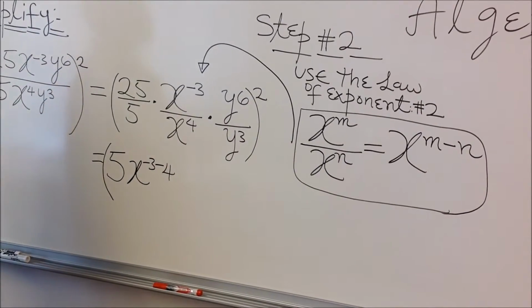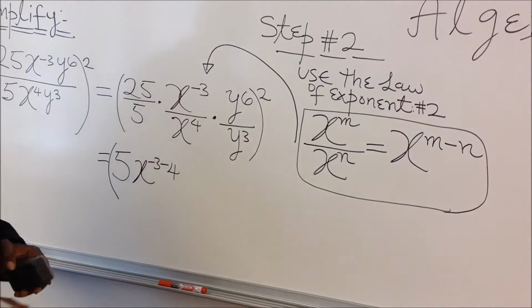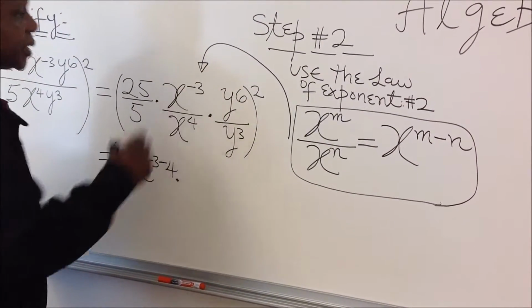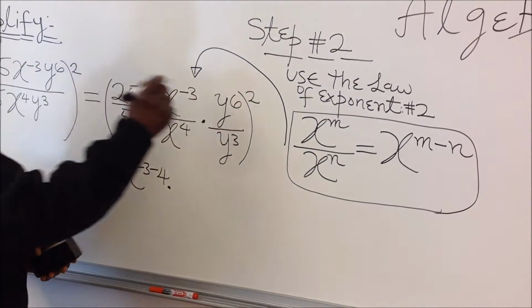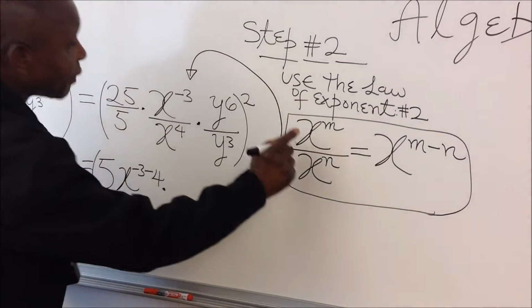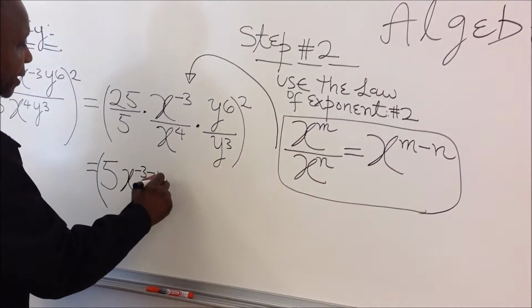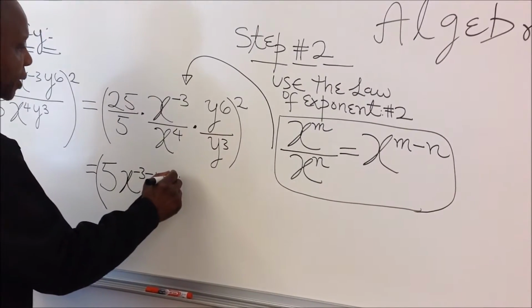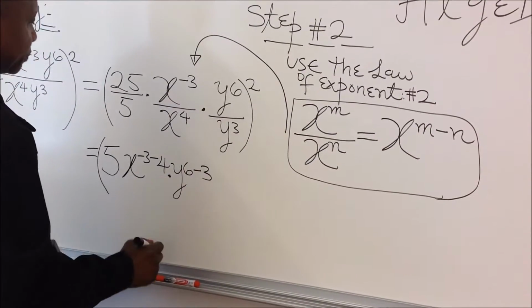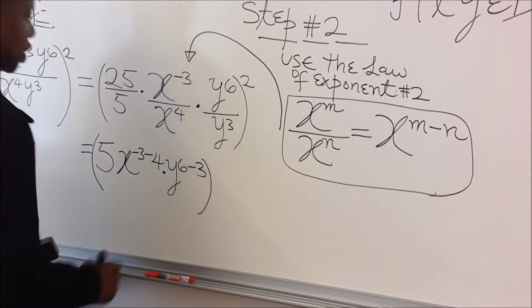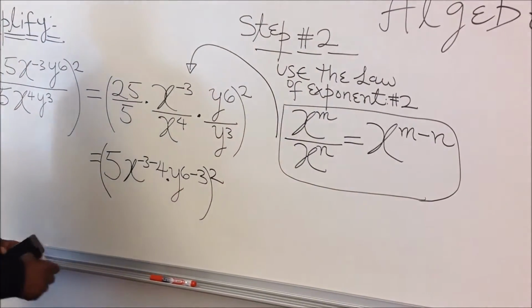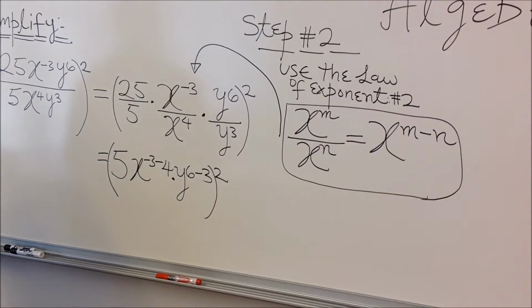So what do we do next? Our next goal, of course, is to do the same thing with the next entity, namely y to the 6th divided by y to the 3rd power. According to this law of exponent number 2, this will be y to the 6th power minus 3. And then, of course, we have to take the square of everything inside the parentheses.